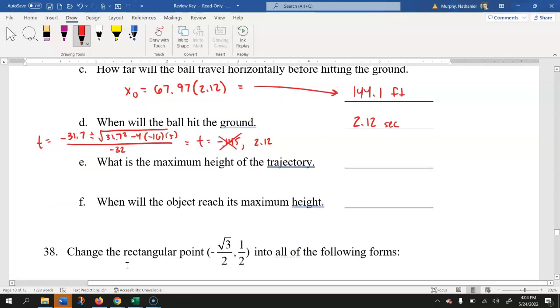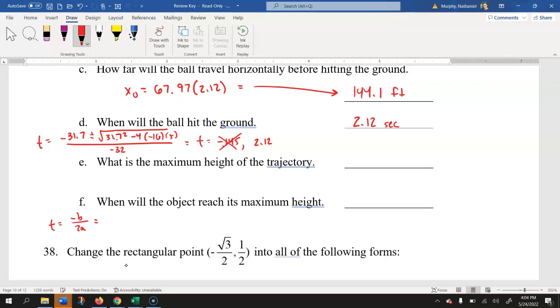All right, let's look at E and F. So for E, it says, what is the maximum height of the trajectory? So we're trying to find basically the vertex. In order to do that, we need to know part F. We need to know when it will reach its maximum height. So remember, for that, we're going to use the opposite of b over 2a.